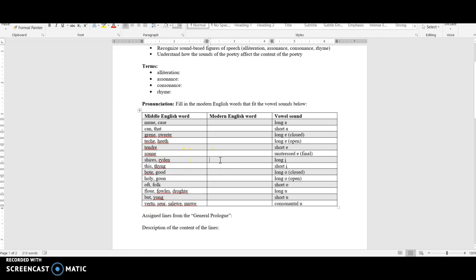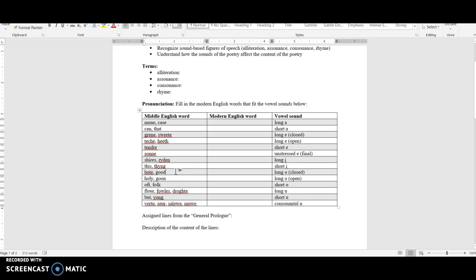All right, moving on to the I's, we have sheeras, riden. Modern English, shears, as in to cut something, or cheese. Short I, this thing. So bliss is a good modern English word for that, as is our word this. So you're going to find some Middle English words are the exact same as modern English, and it can be a little confusing.